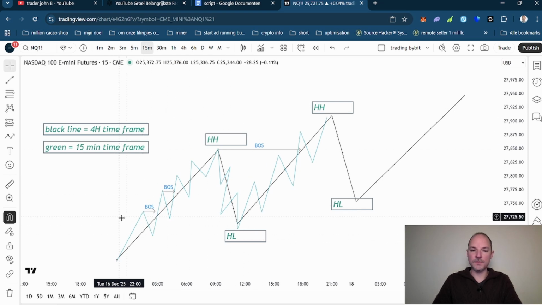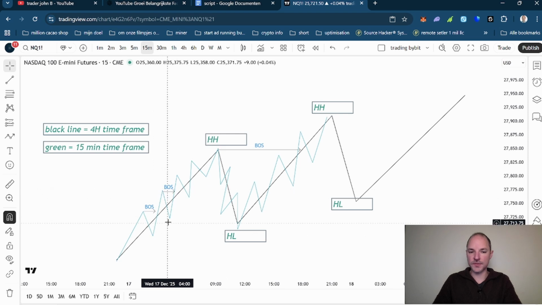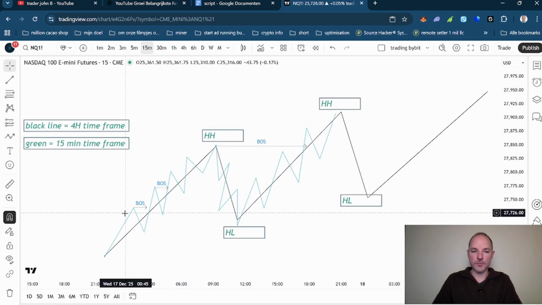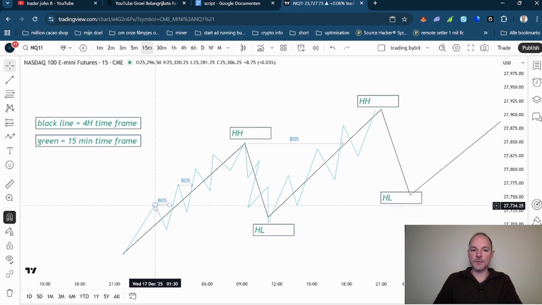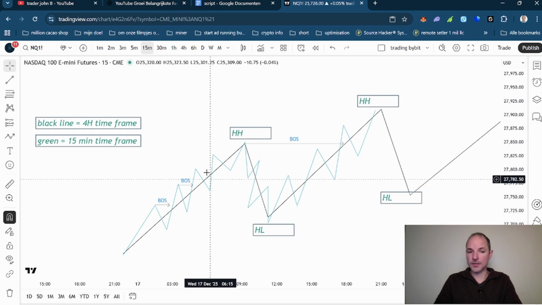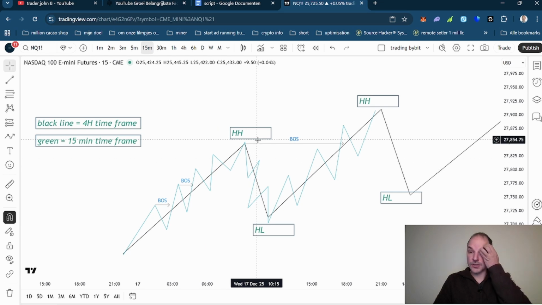Internally, if we zoom in to a 15-minute, we will see that inside those 4 hours we have shifts of structure in the direction of those highs. A break of structure means we broke an internal high and then the market continues in that direction. Again, we broke an internal high, we have a return, and then we break that internal high again. As long as we are moving in that direction, the market is headed to liquidity.